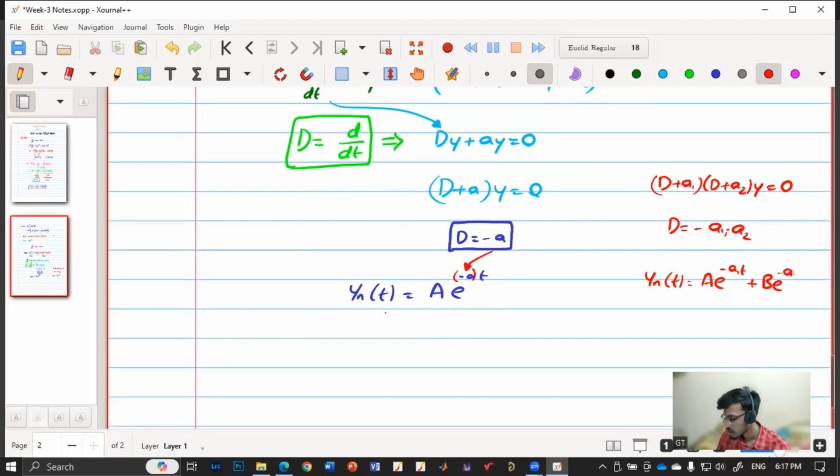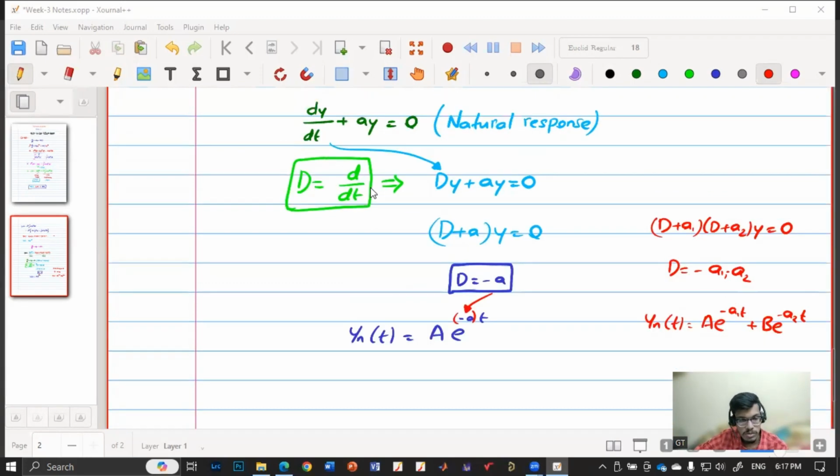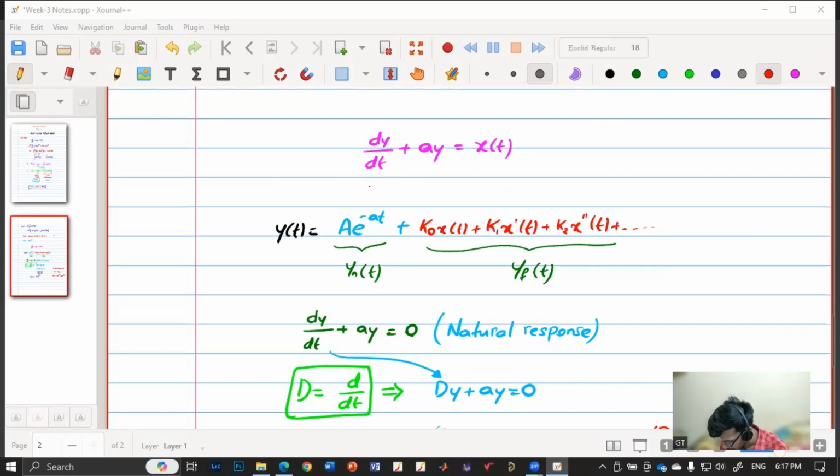So what are the solutions, or the roots, of that polynomial? From the polynomial, we'll write an exponential solution. So that will give us my natural response. Is that clear? Yes, sir. Okay. So this gave me my natural response. So here I'm keeping my natural response.